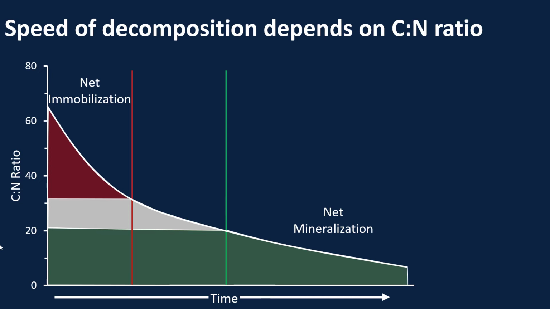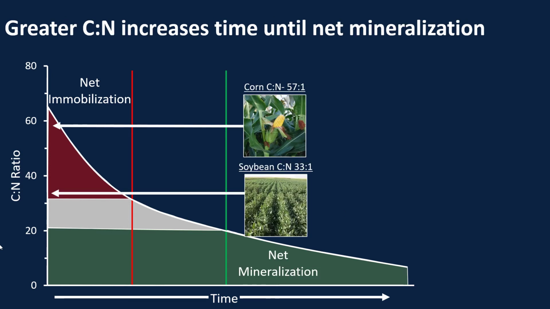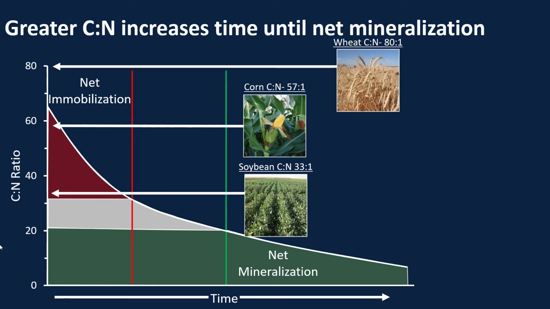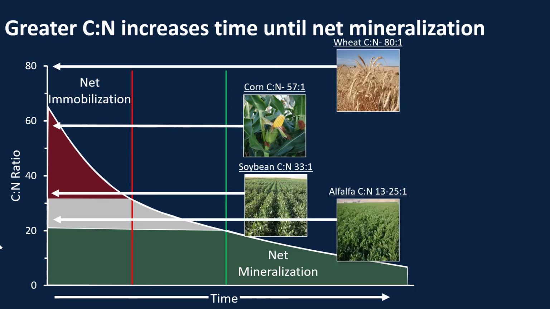So if we look at some of our previous crops and where they fit on this graph, we see corn is around 57, soybean 33, wheat 80, and alfalfa 13 to 25, depending on when we harvest it. So you can see these legume crops of soybean and alfalfa are much lower on the C to N ratio, which is likely why they start mineralizing when corn needs it faster, so they require less nitrogen, whereas corn and wheat are likely still in that immobilization phase when that corn needs lots of nitrogen, so we actually need to put more fertilizer on to get to our optimal yields.